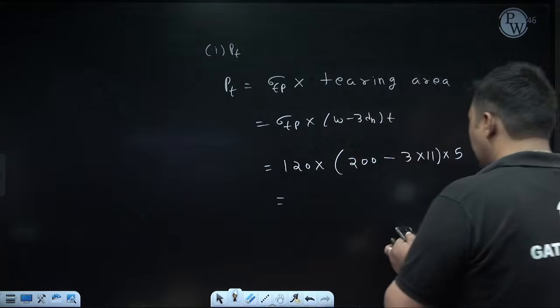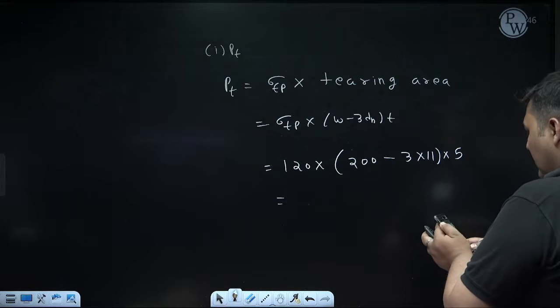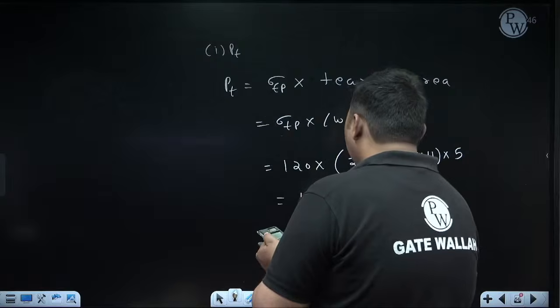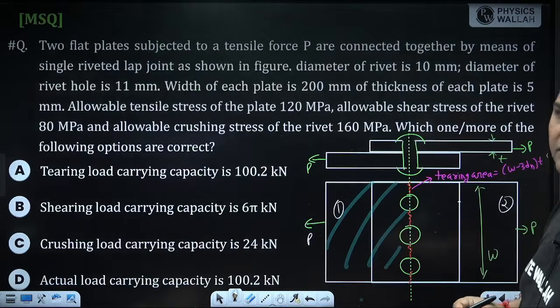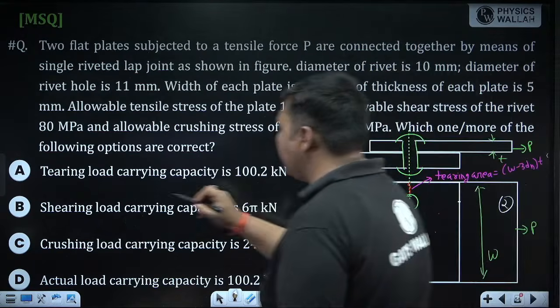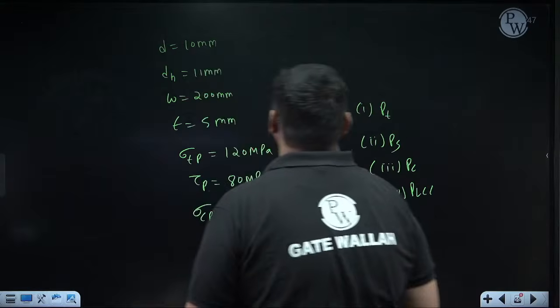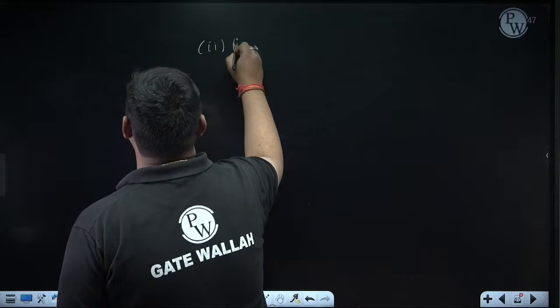Calculation is your part. How much is it coming? 120 into 200 minus 3 into 11 into 5. It is coming 1,002. The tearing load carrying capacity is 100.2 kilonewton. So, option A is correct. Now, shearing. What is the method to calculate shearing load capacity? Options are given in terms of pi now.